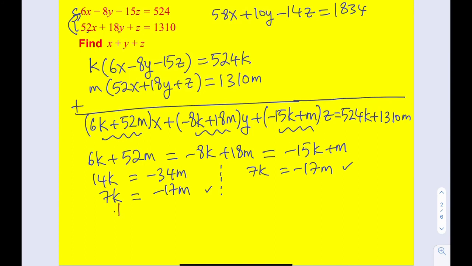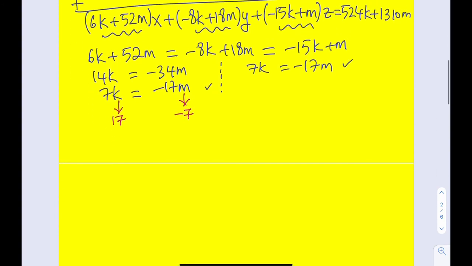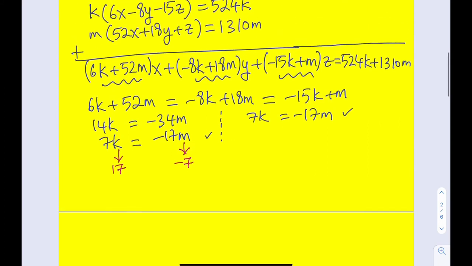For example, if I pick 17 for k, then I will have 7 times 17 here. So I need to have the same thing on the right-hand side, meaning that m needs to be negative 7. And 7 and 17 are relatively prime, so there are no smaller values that satisfy this in terms of integers, okay? So let's proceed from here. I know that k needs to be 17 in my solution.